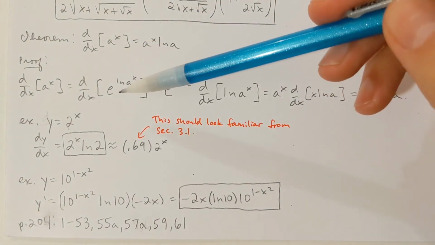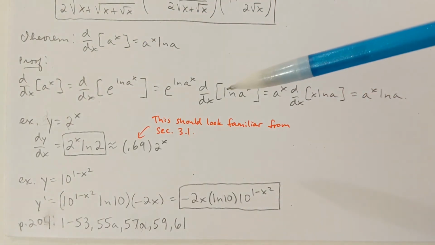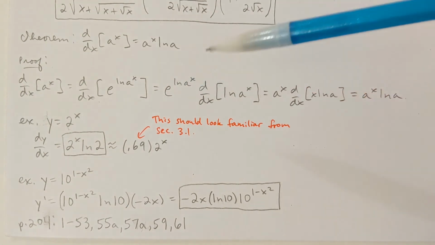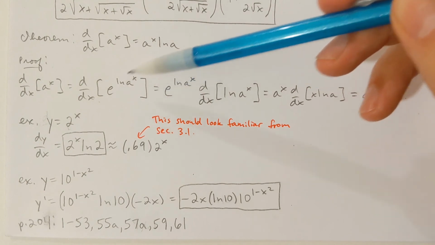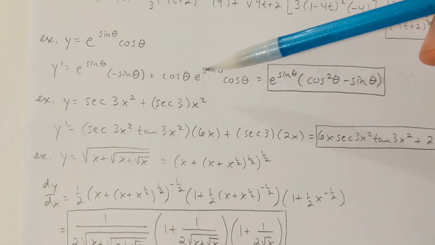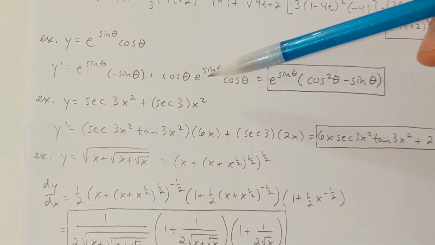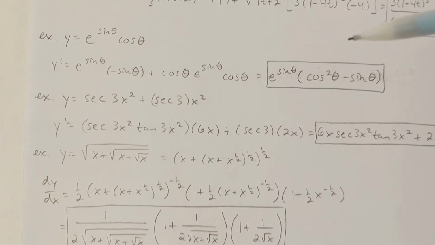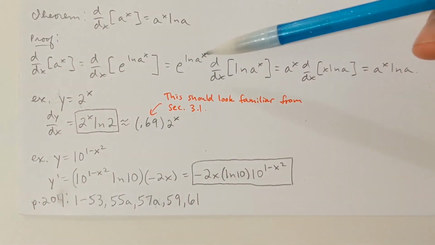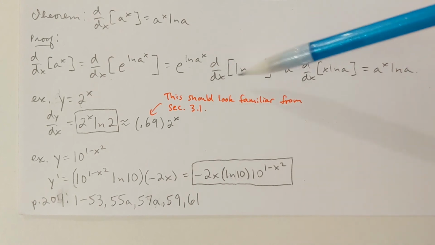a to the x is the same as e to the ln of a to the x. And I'd want to write it in that form because then I can use the chain rule. The derivative of e to a power is always going to be e to the power times the derivative of the power. The derivative of e to the sine x is e to the sine x times the derivative of the power, which is cosine x.